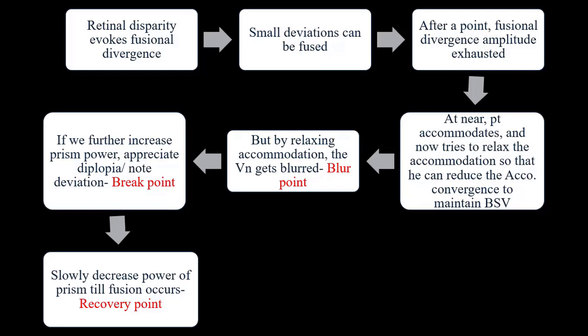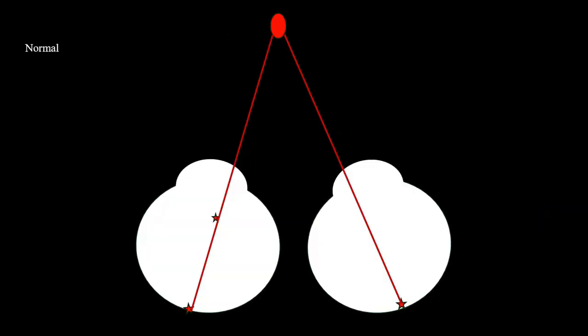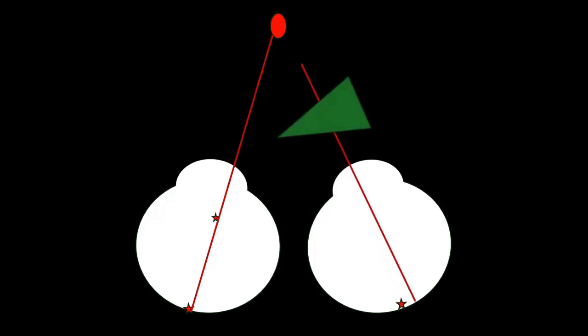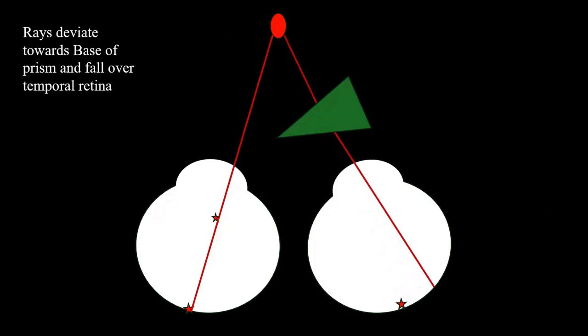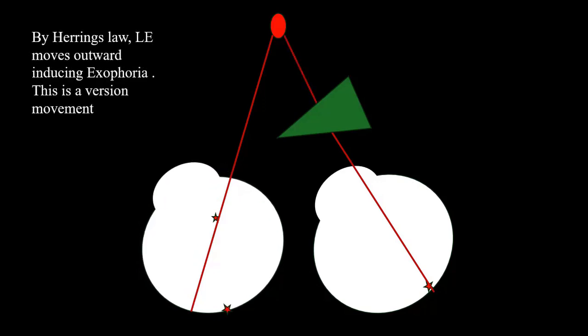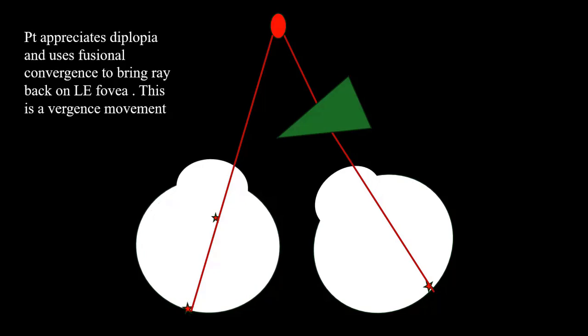And when we slowly decrease the power of the prism till the fusion occurs, that time we notice the recovery point. Now we're going to see how base out prisms are used for testing the convergence of the positive fusional vergence. So this is the normal light. And we keep a base out prism in front of the right eye, and we can see that the ray moves towards the base. When the patient uses the right eye to fixate, it moves inward. According to Hering's law, there is going to be an outward movement of the other eye. So when the patient refixates, it is again going to be an esotropia.